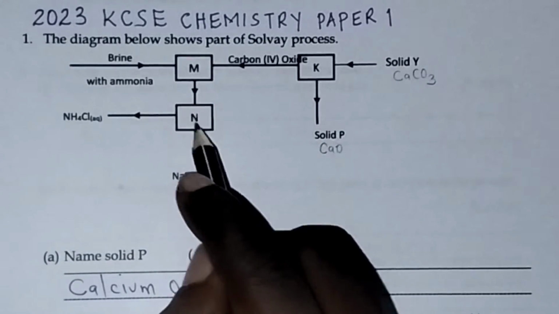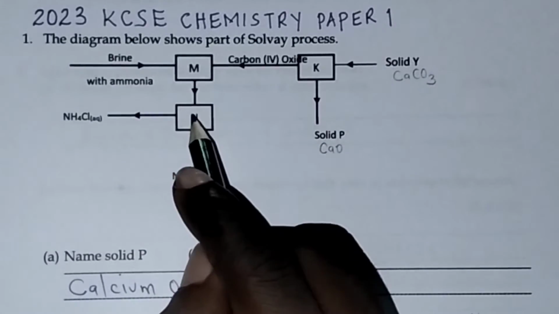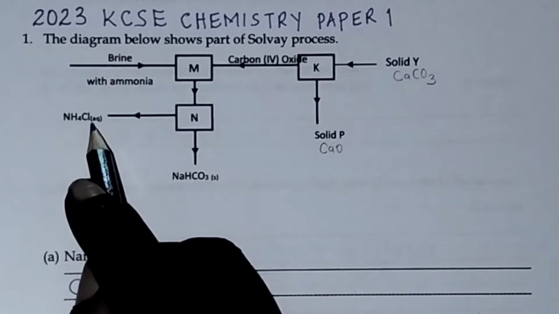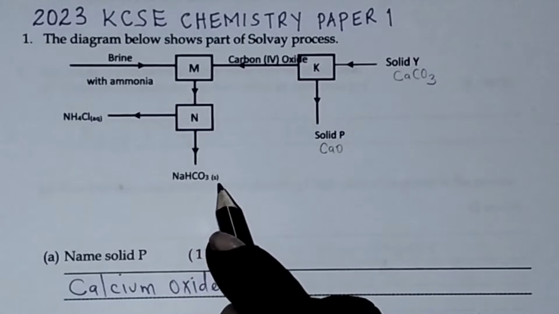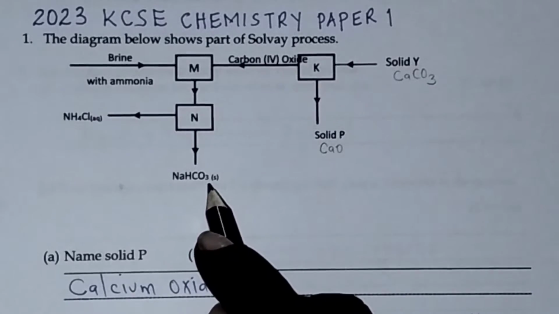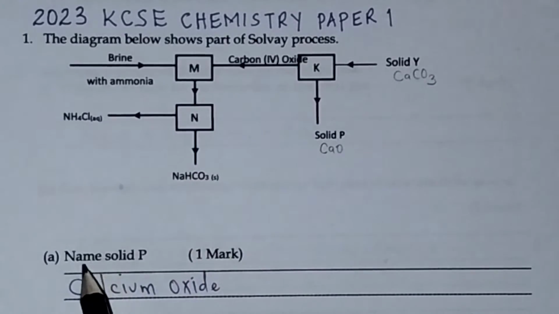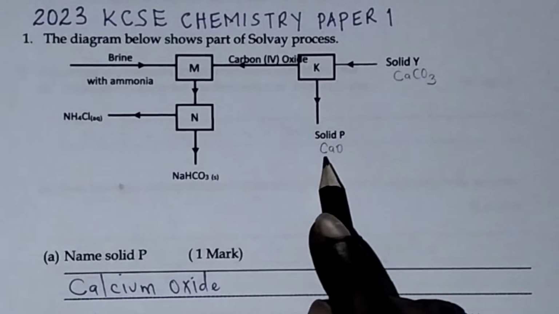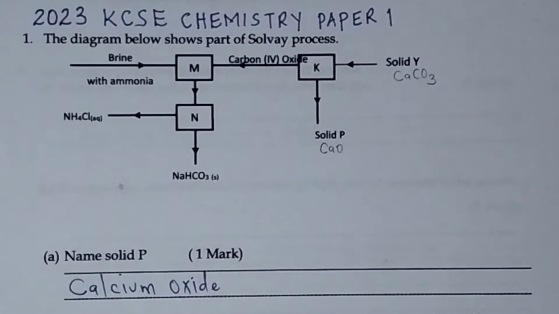The product will go to chamber N. This is the filtration chamber, and we have ammonium chloride solution and also sodium hydrogen carbonate, which is solid. So to see the questions, we are told to name solid B. Solid B is this, and we have seen it's calcium oxide. So the answer is calcium oxide.